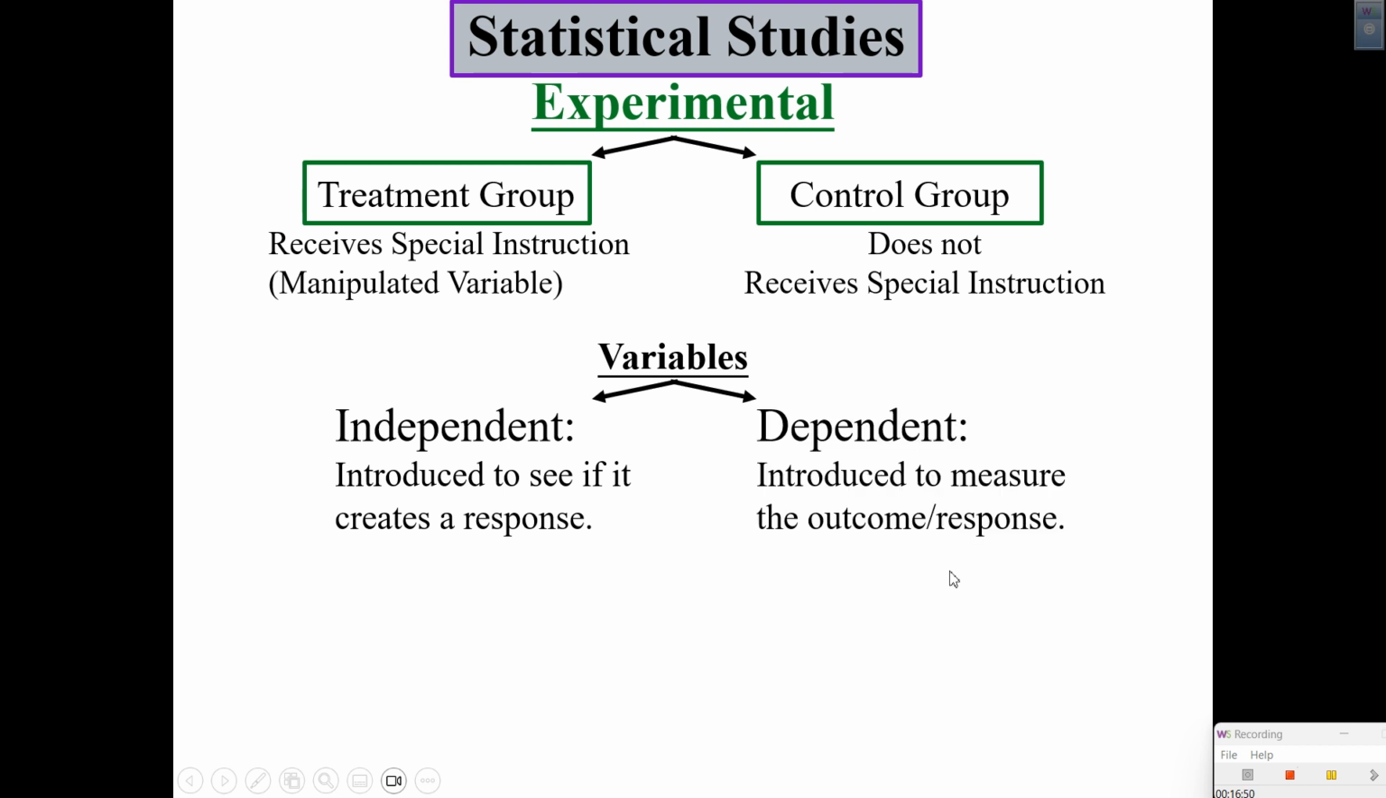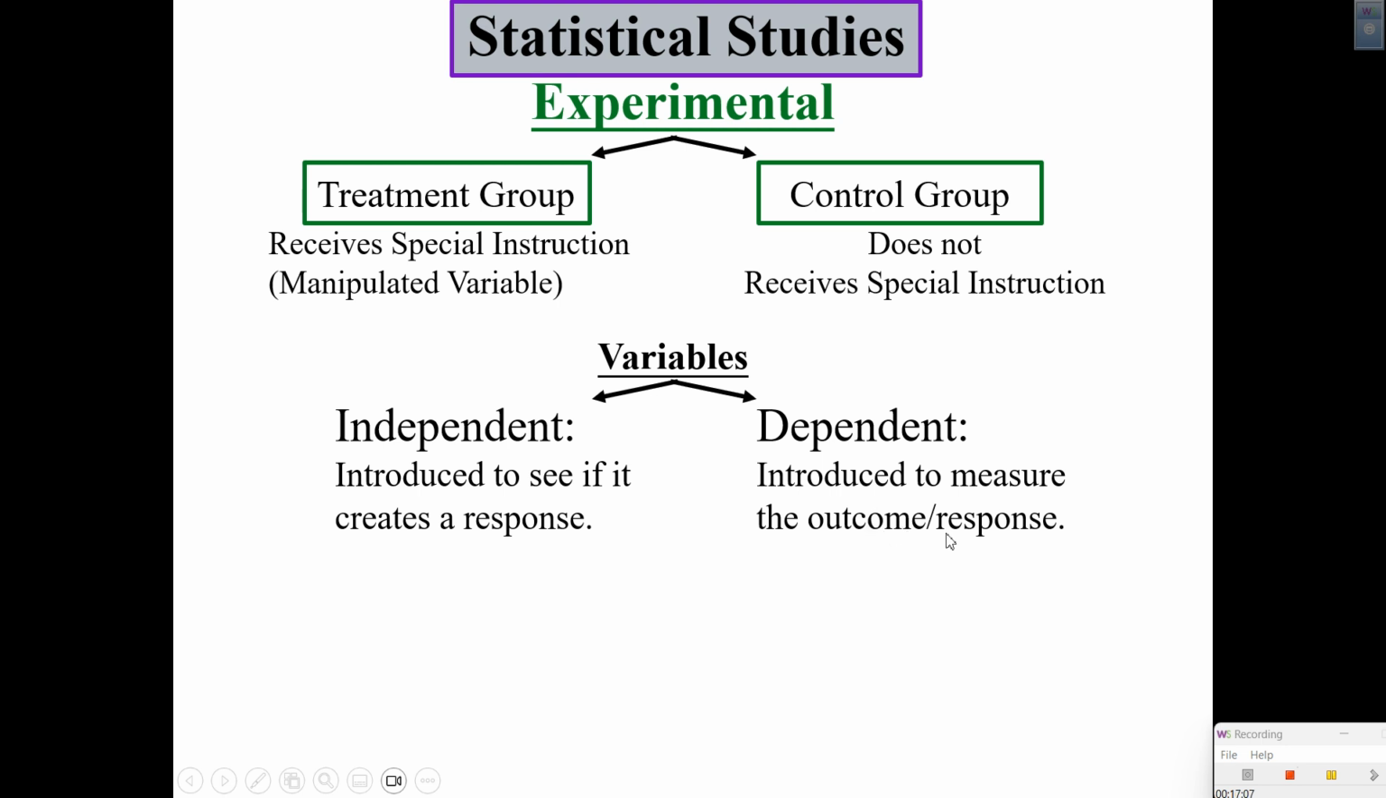All right. Dependent variable. This one we haven't talked about. This is new. But it's introduced to measure the outcome. Something that is introduced to measure the outcome. Think about it. Haven't given you anything like that yet, but it's introduced to measure the outcome.